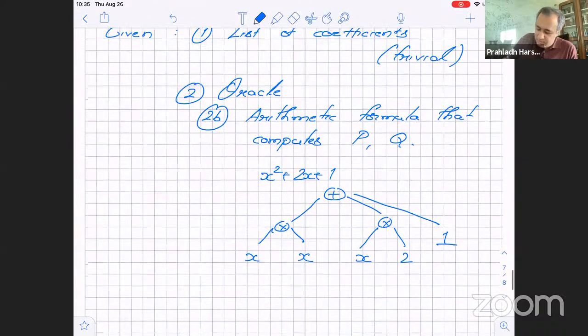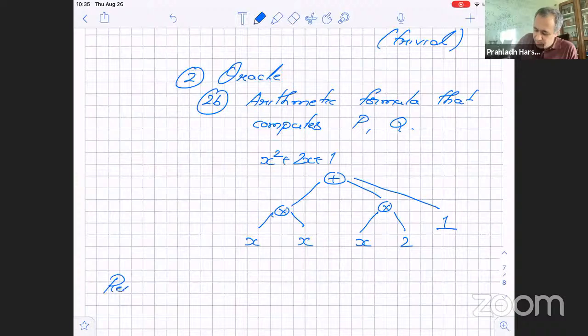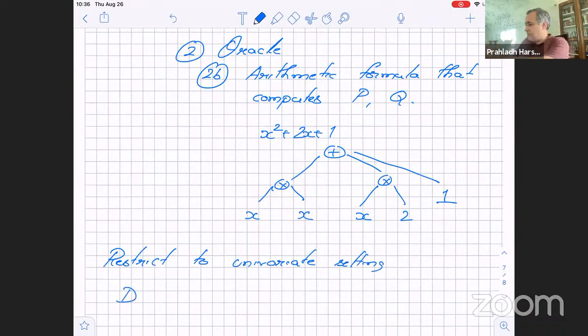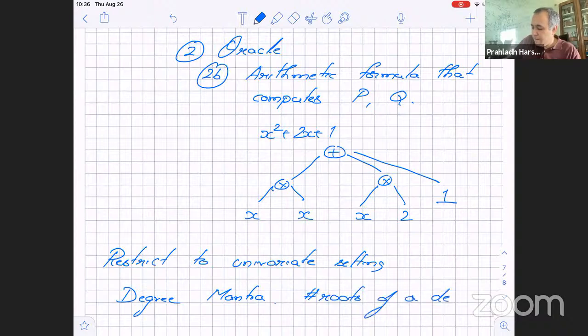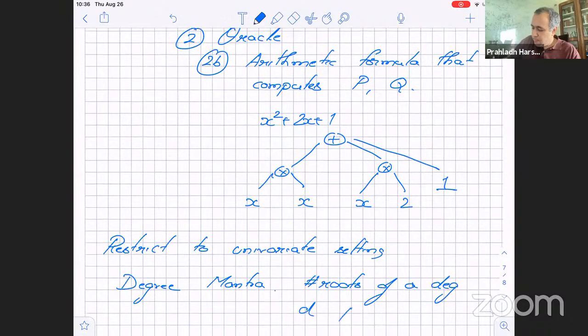So we're going to use the degree mantra. So let's restrict to the univariate setting, as you said. That's exactly right, and we will extend the same idea. In the univariate setting, the degree mantra told us that the number of roots of a non-zero degree d polynomial is less than or equal to d. It can't be more than d.